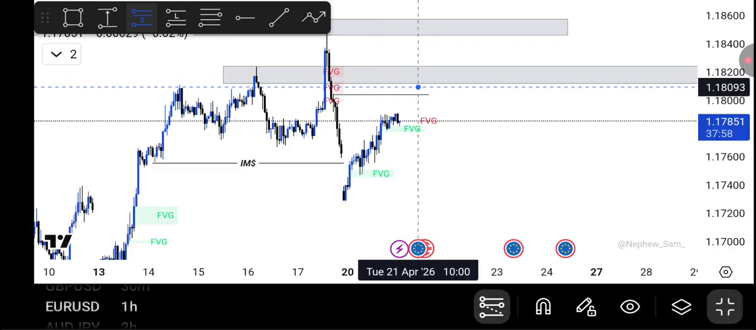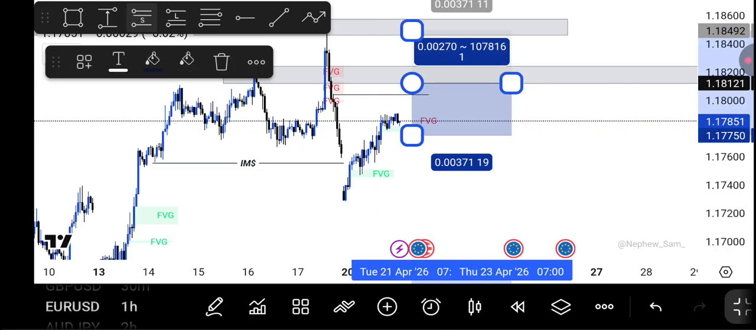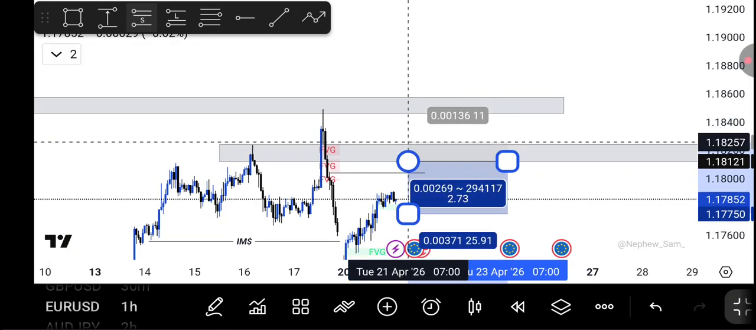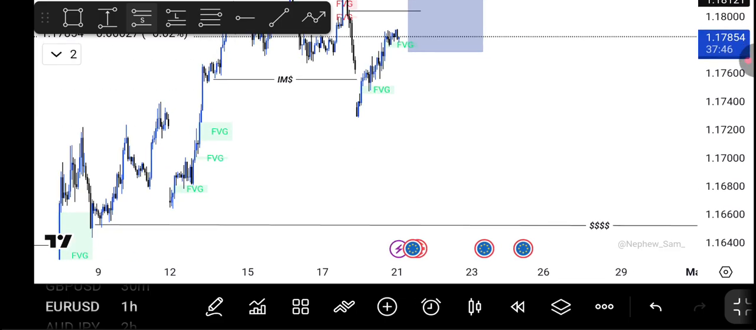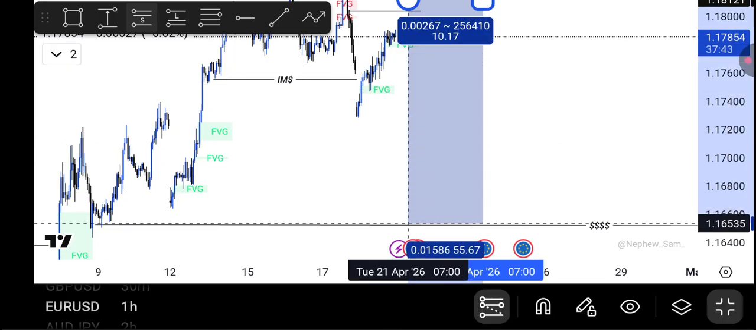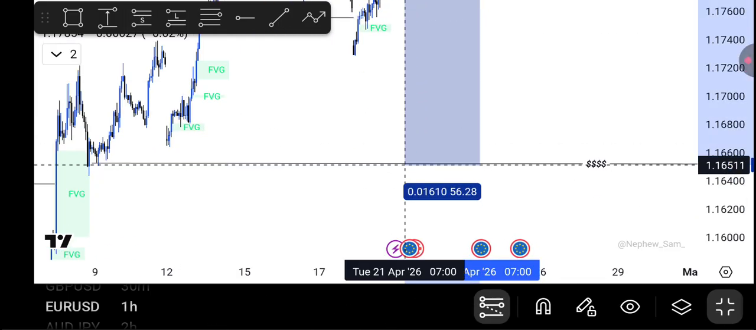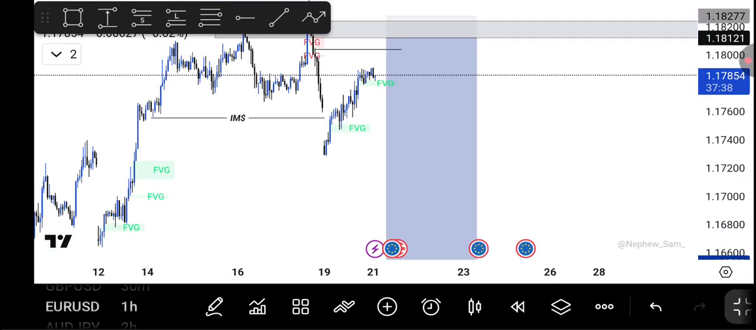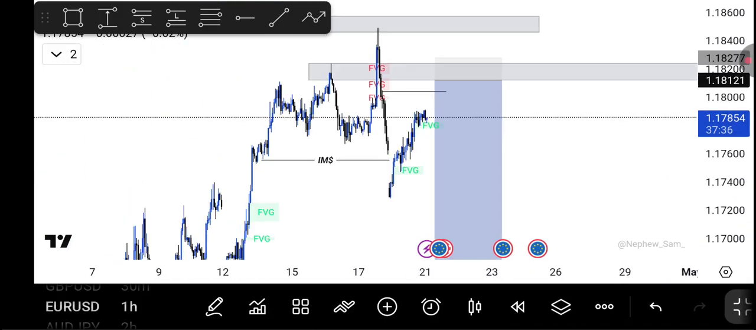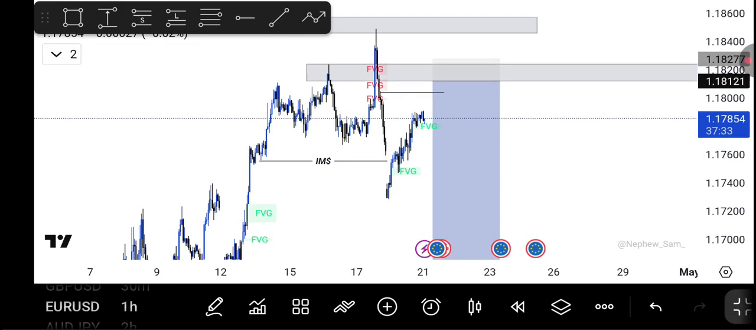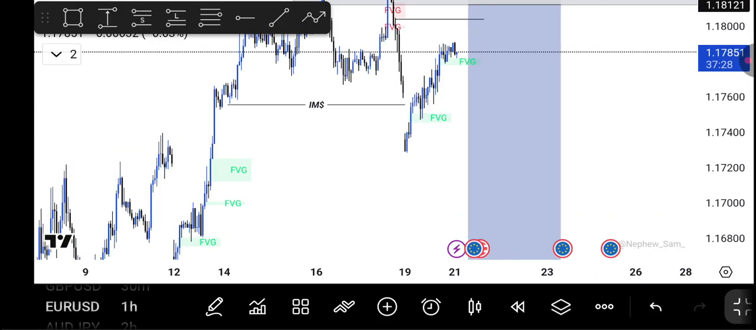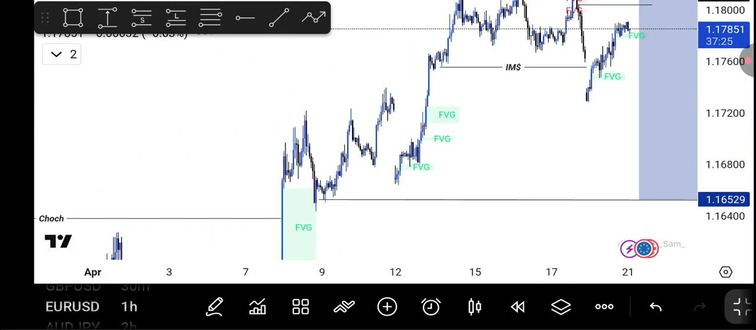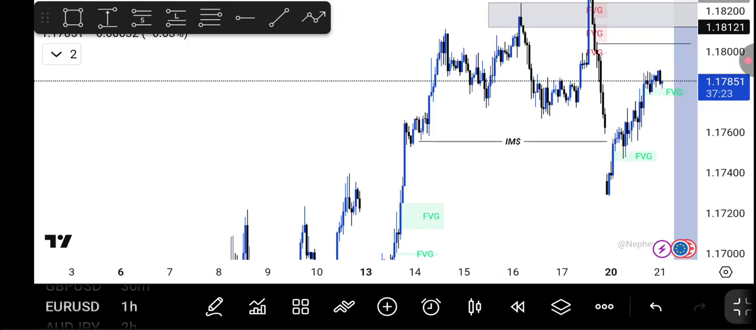So my entry is going to be here, and my stop loss is going to be at this area, let me say 15 or 16 pips stop loss, at our liquidity area. So this is a 1:10 trade. For me now, I'm still expecting EURUSD to sell from that area.